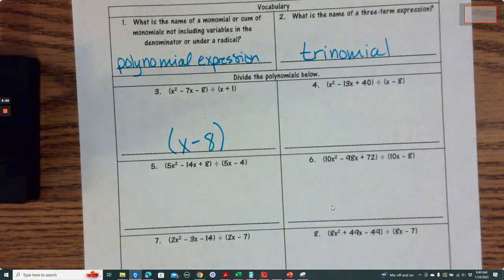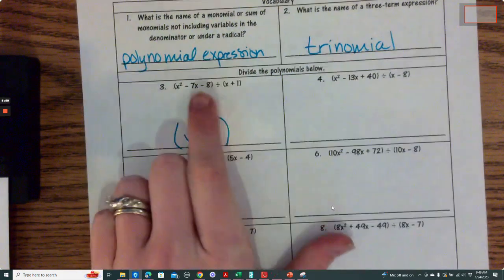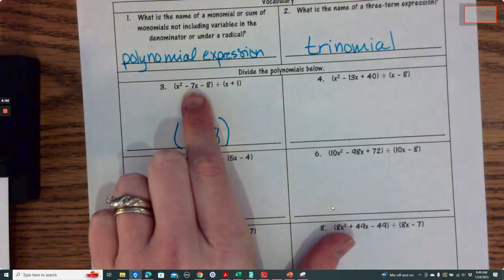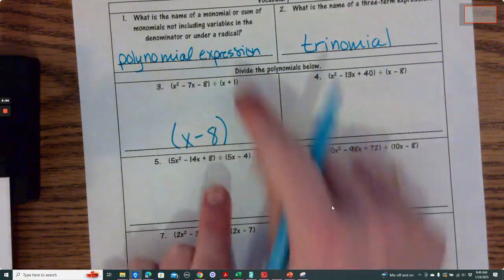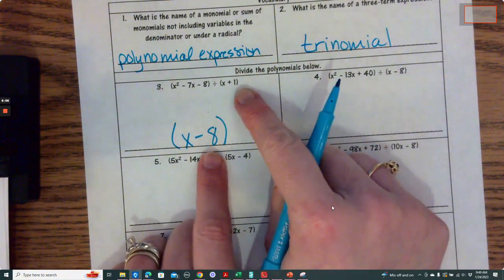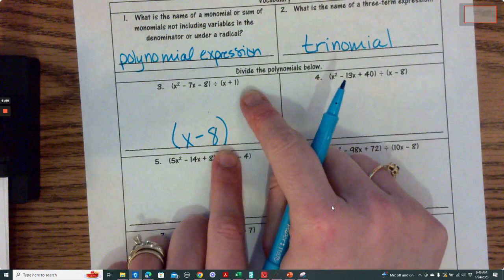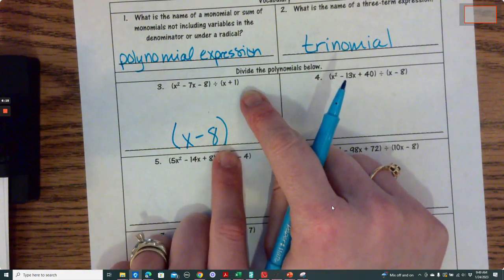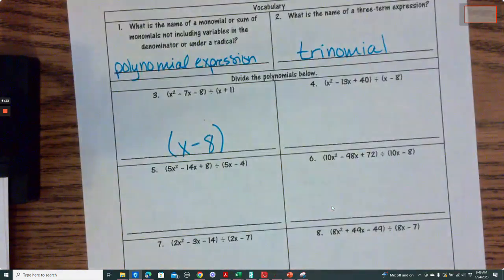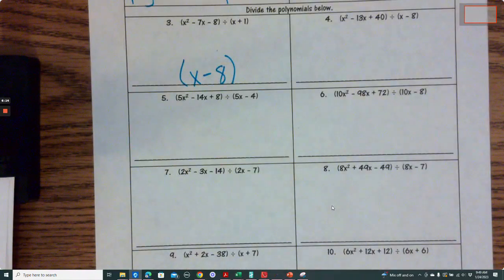So why this skill is useful, when we get into quadratics, you have to be able to factor them, which means we take a quadratic like this, and instead of writing it like this, we write it as its two factors, because these two factors give us tons of information for quadratics. And being able to divide makes it a little bit easier to find those factors.